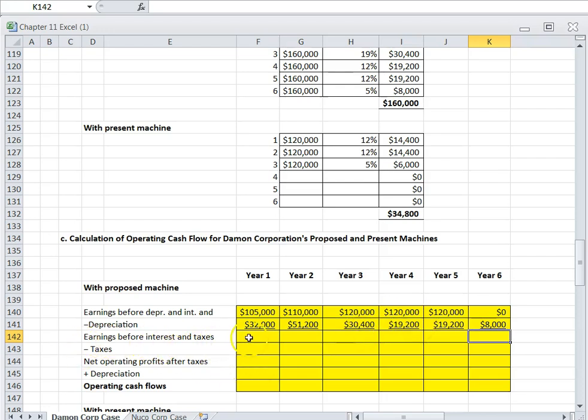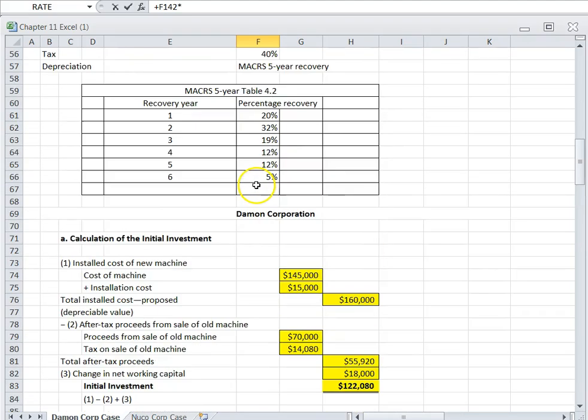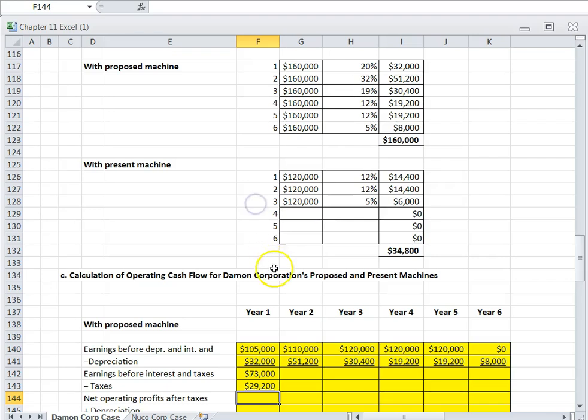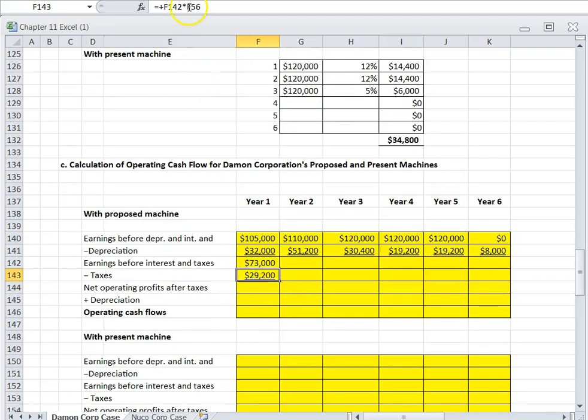Okay, earnings before interest and tax. So this is just the calculations. We're basically taking the earnings before depreciation, subtracting out depreciation, and this is our earnings before interest and tax after depreciation. And then we're going to figure out our taxes. So we're going to take our earnings and multiply it by our tax rate, which we have up here. And I'm going to lock down that tax rate cell. We'll see why in a minute.